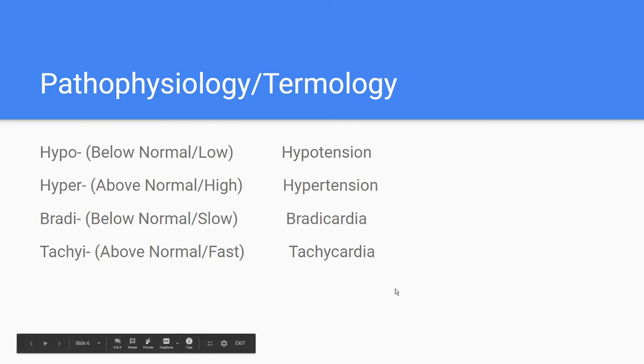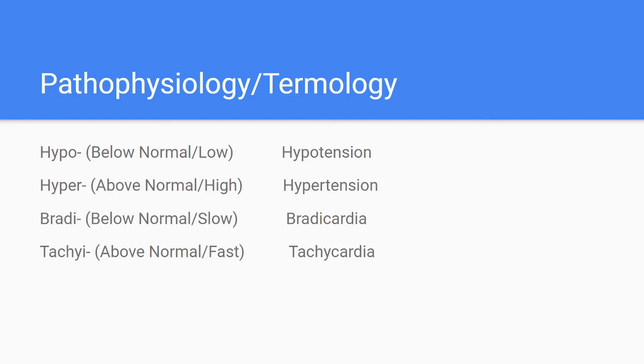Your signs and symptoms, obviously, are if they're cool, clammy, or sweaty. The diaphoretic patients, the cyanotic patients, all those people, that is a sign of poor perfusion. You want to get them O2, you want to get them things. That goes back to your ABCs, all that good stuff, right?